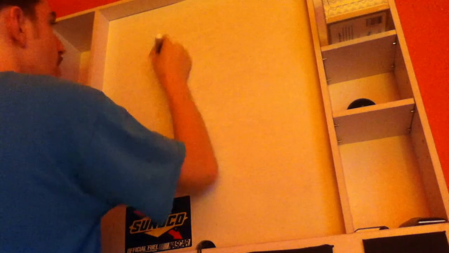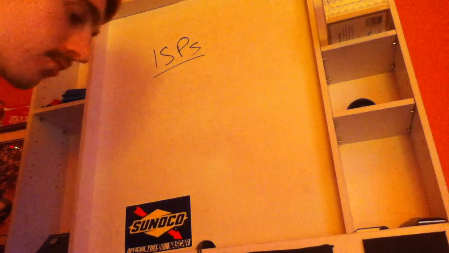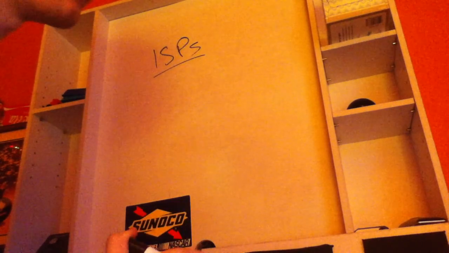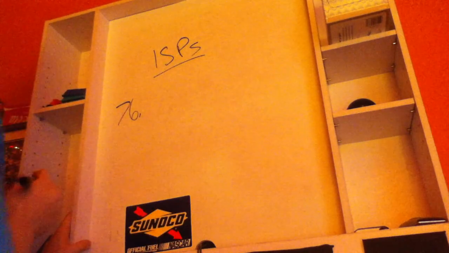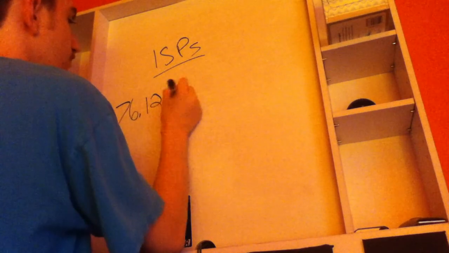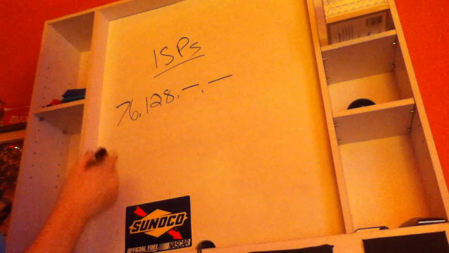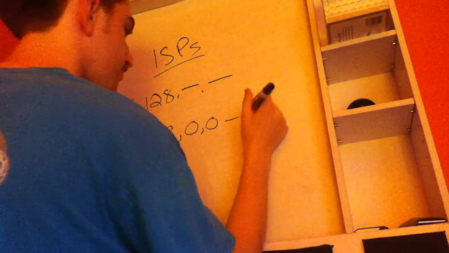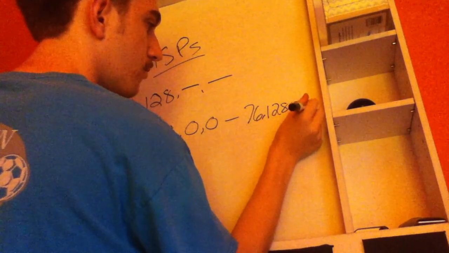It's an identifier. Now, ISPs will buy an IP block from IANA, or they'll buy an assignment, I should say, and they'll set up DHCP servers. Mine is like 676.128 or something. So they'll buy an IP block like that, and their range would probably be like 276.128.255.255, you know, you get the point, right?